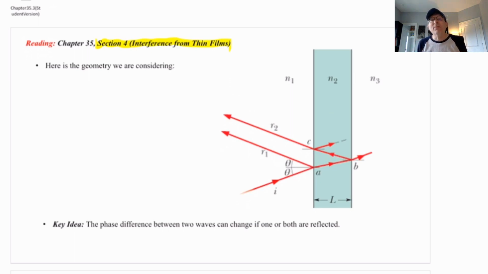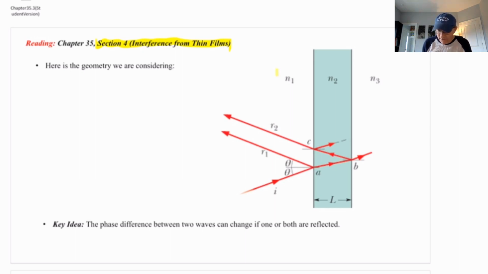And when we talk about thin films, we are talking about a thin region of transparent material with some index of refraction, which is a layer, and so there are two other materials on either side of it. So the picture that we show here is kind of the standard way we imagine this situation. In some sense, we've got three layers here.